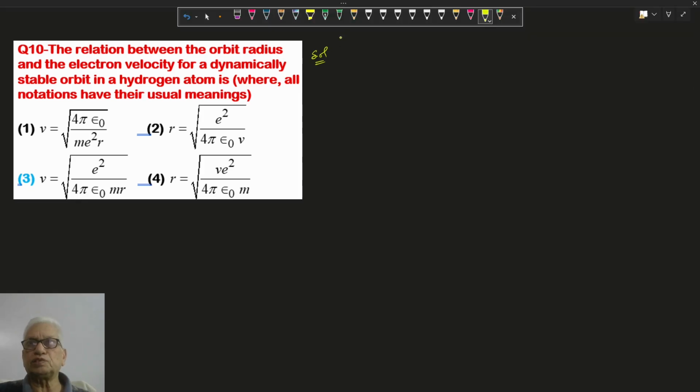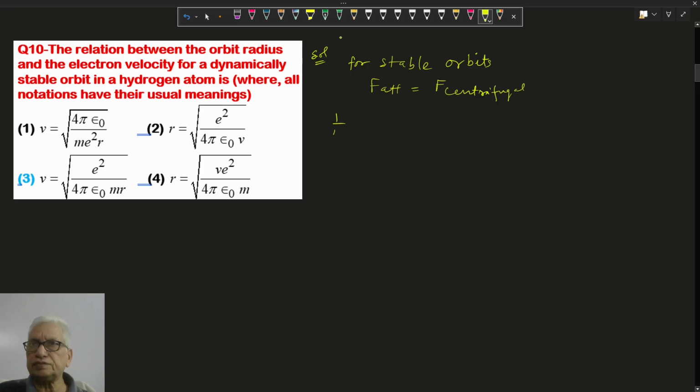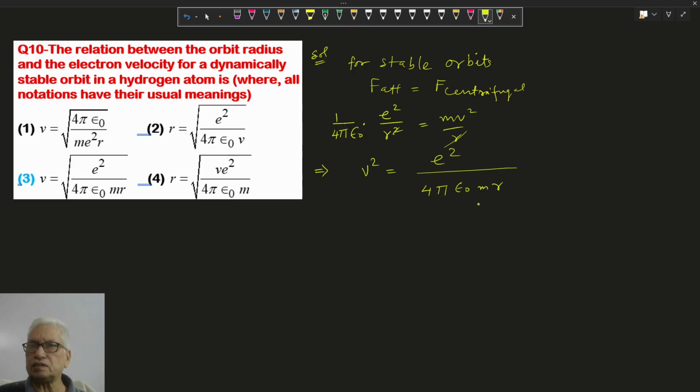As per the Bohr theory, for stable orbits, attraction force equals centrifugal force. So the attraction force between the nucleus and the electron, e square divided by 4 pi epsilon naught R square, is equal to m v square upon R. R cancels. V square can be written as e square upon 4 pi epsilon naught m R, and V will be root of e square upon 4 pi epsilon naught m R. Option 3 is correct.